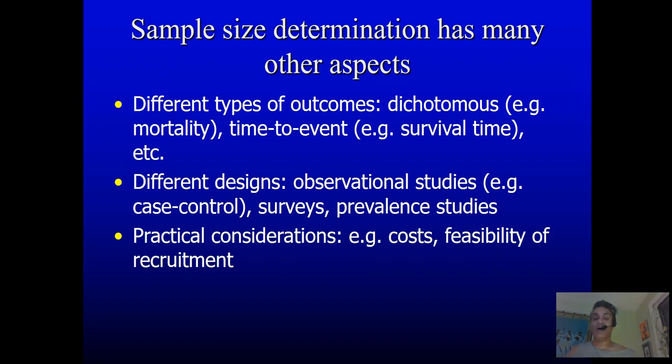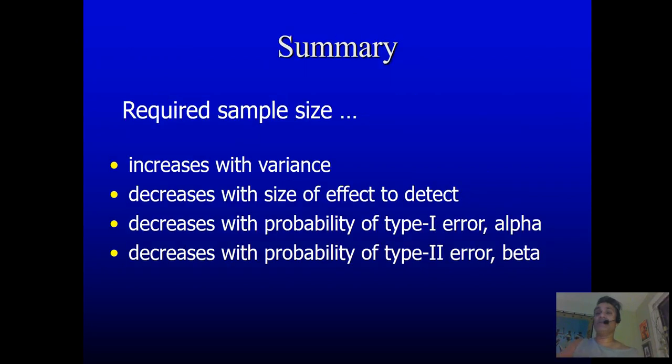And of course, oftentimes we don't have enough money to recruit 1,000 people. I've got enough money to recruit maybe 20 people. If that's the case, I'd have to compromise on my effect size, a bigger effect size rather than smaller, or other kinds of compromises. So in summary, you need more people if you've got big variance. You need fewer people if you're willing to detect a larger effect size. You need more people if you want to detect a smaller effect size.